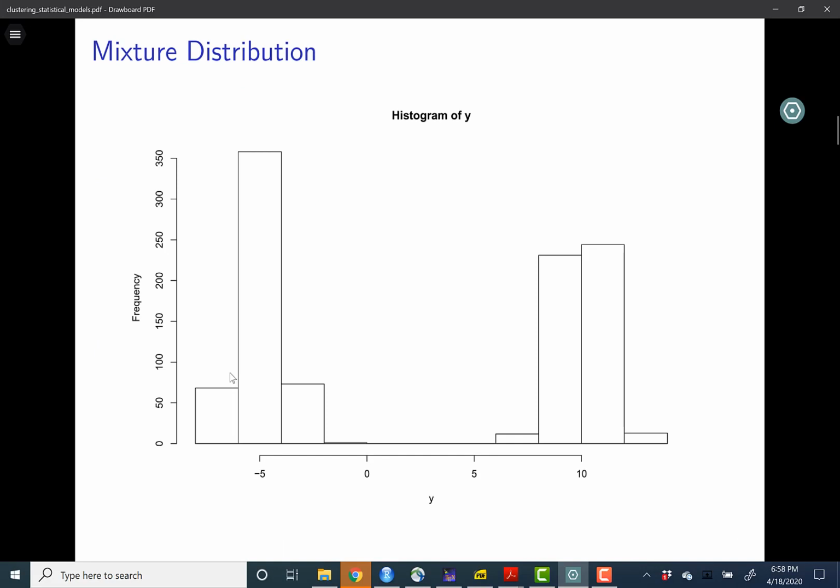This is a histogram of y, which is basically the shuffled version of x. And I can see these two parts. I have one part here and another part here. If you ever plot a data set and you see two parts like this, then you can be assured that the data is generated from two different underlying distributions.